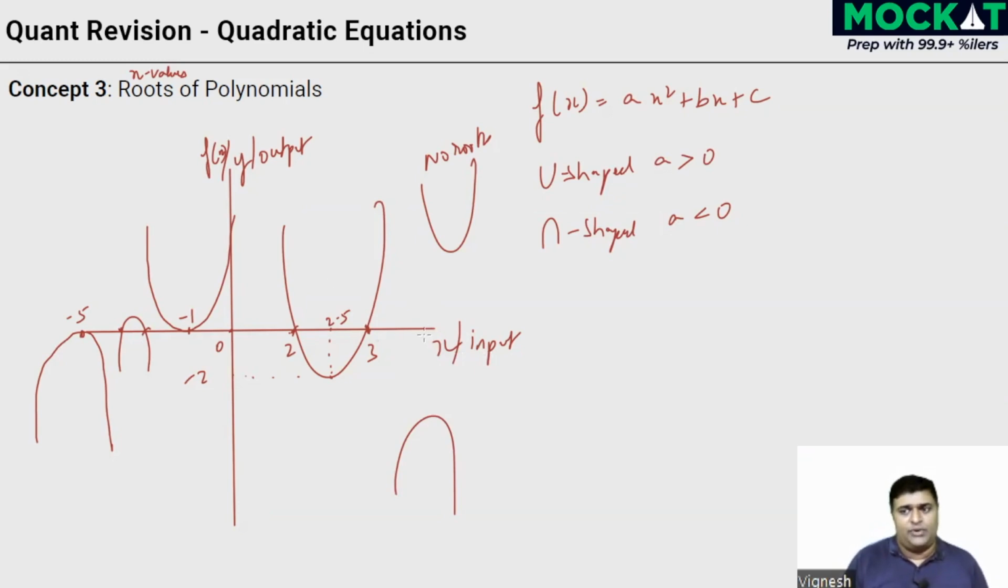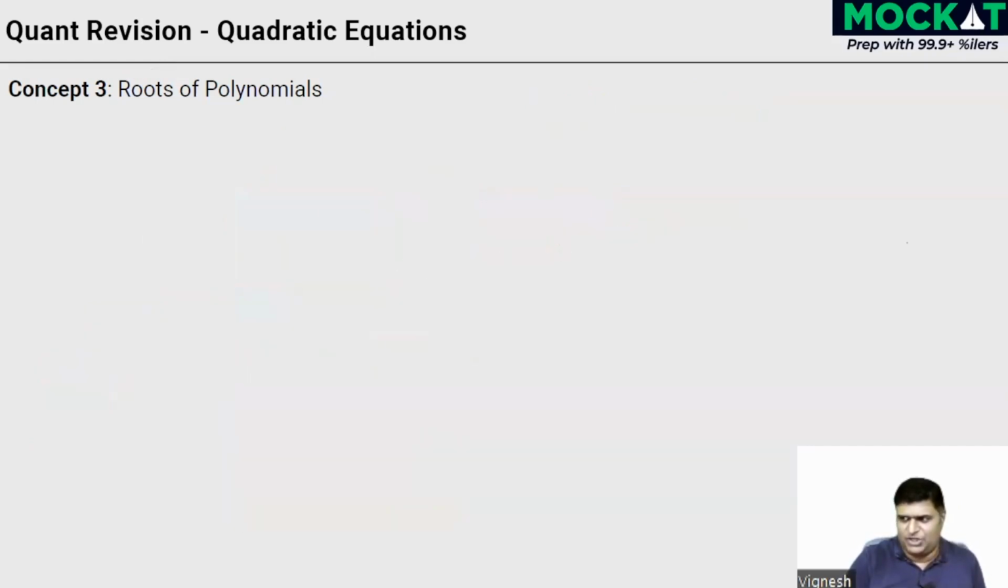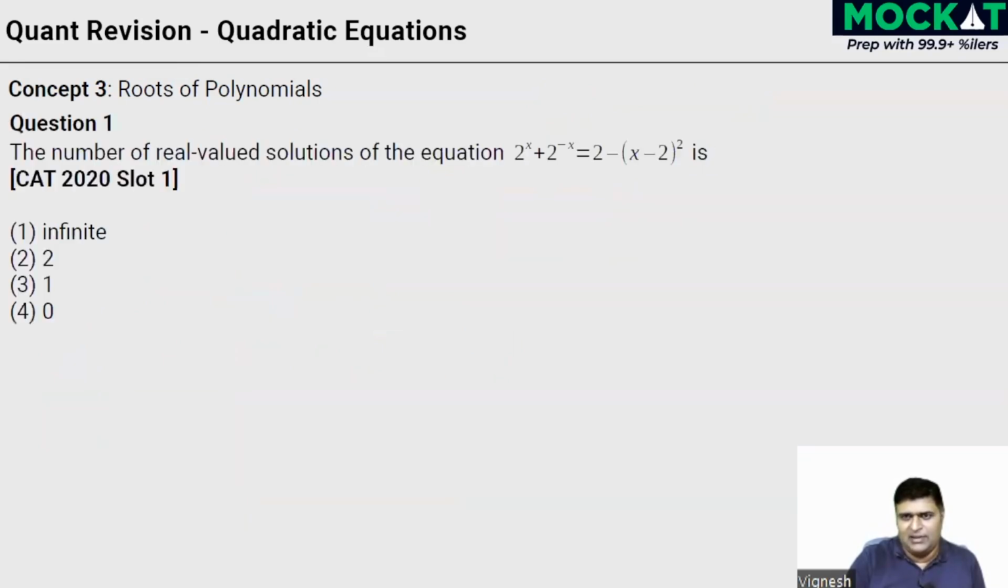So intersection points with the x-axis tell us about the roots. That should give us an idea. More into the discriminant part of it, we'll be looking at soon after a short example. Short example. This is something which came up over the recent years, CAT 2020, slot 1.